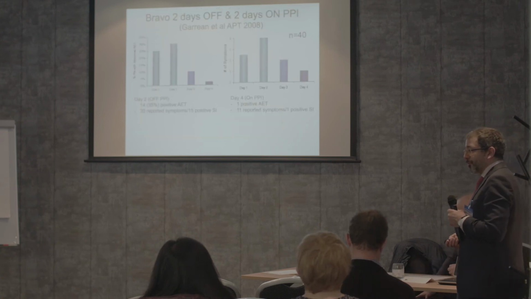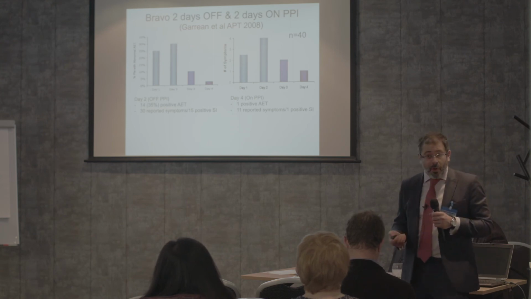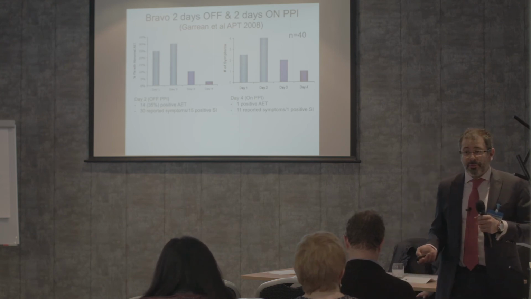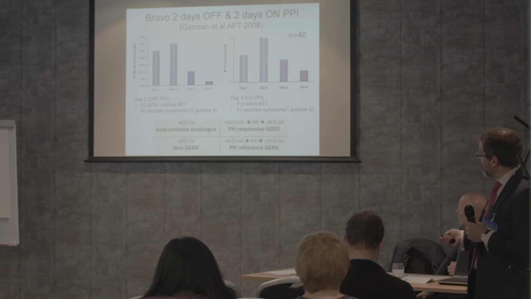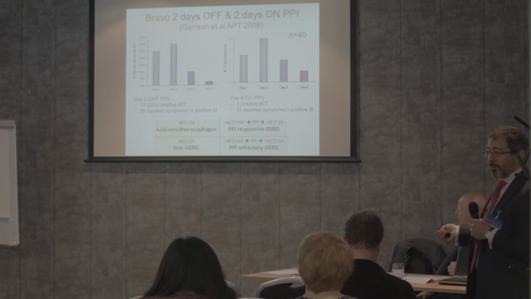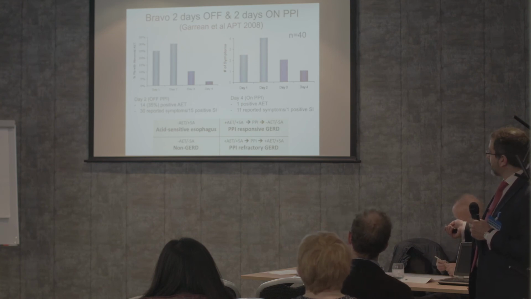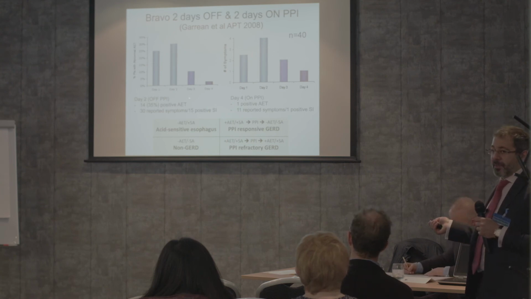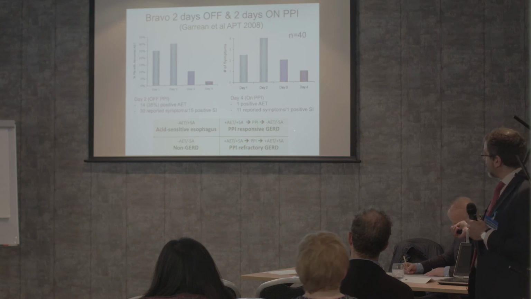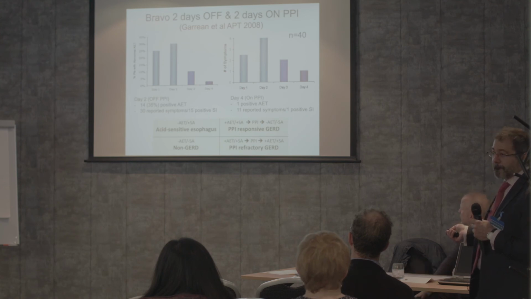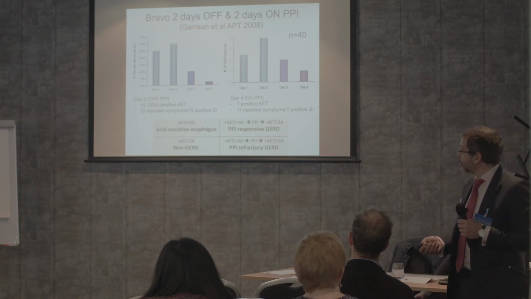Since we have 4-day analysis, we can also study patients off or on PPIs. So when you have patients who are off PPIs for the first 2 days, if they have negative esophageal acid exposure, you can define them as either having an acid-sensitive esophagus, if they have a positive symptom association, or non-reflux disease. On the other hand, if they have a positive esophageal acid exposure, you give them an on-PPI study for the next 2 days, and then you can define them as either being PPI responsive or PPI refractory. So it's another way of looking at the data.